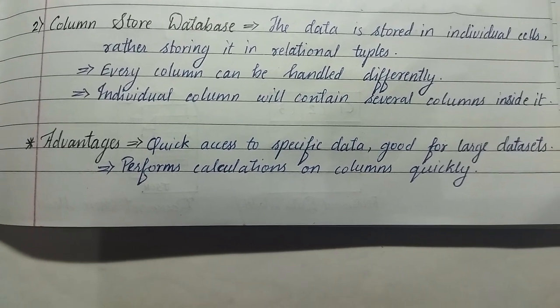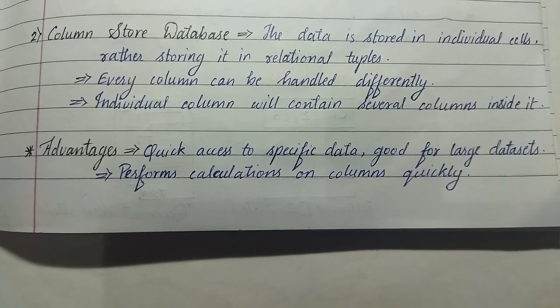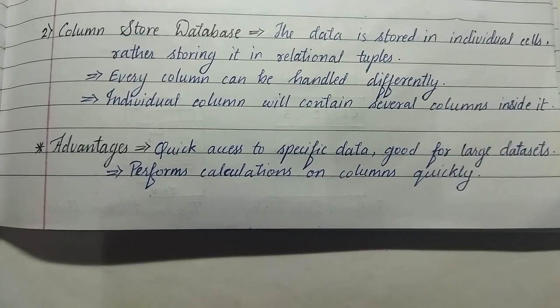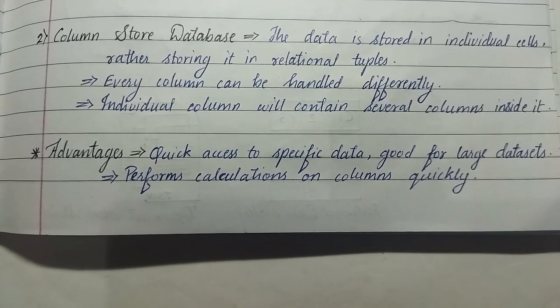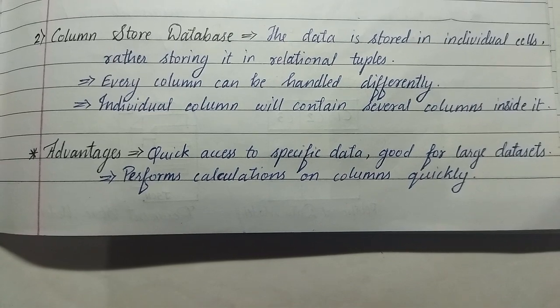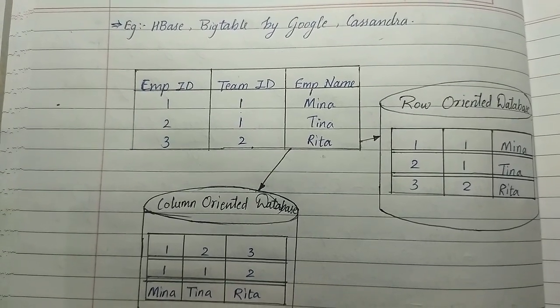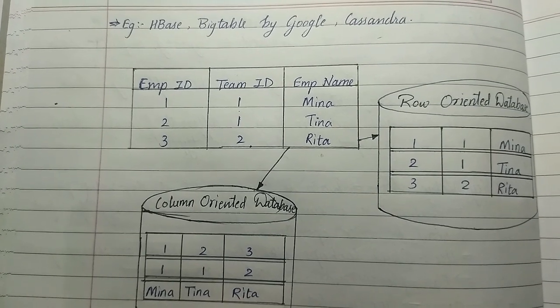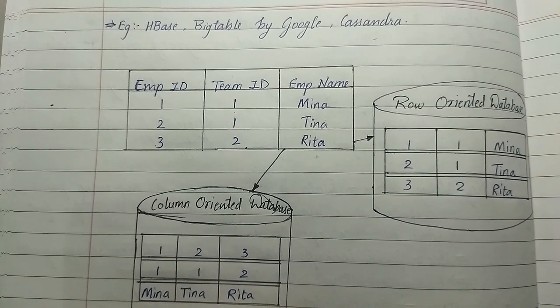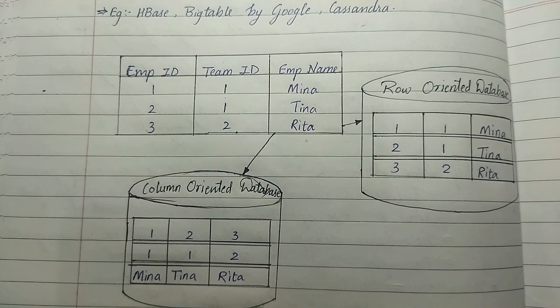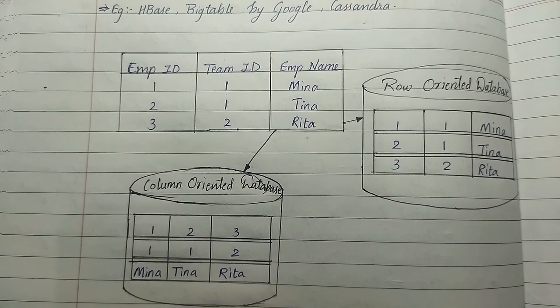And the advantages of column store databases: quick access to specific data, good for large data sets, and performs calculations on columns quickly. An example for column store database is HBase, Bigtable by Google, and Cassandra. And this diagram represents how the data can be entered.